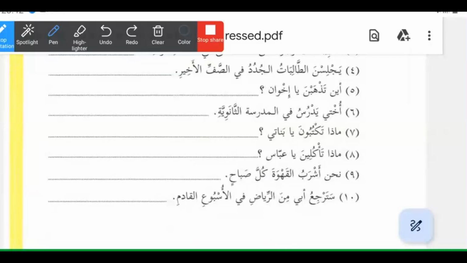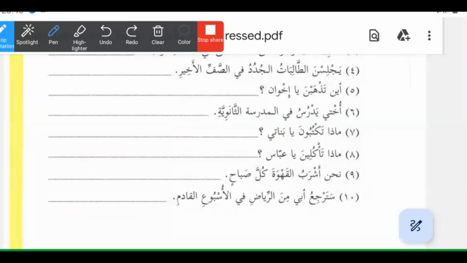Now coming on, ماذا تكتبون يا بناتي؟ Oh my daughters, and this is mukhatab. For mukhatab taktubuna, what are you writing, or what do you write, oh my daughters? Taktubuna will not come, it will come as taktubna, because taktubuna is for the jama mukhatab muzakkar, so it will be taktubna.